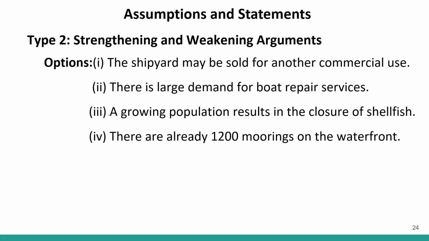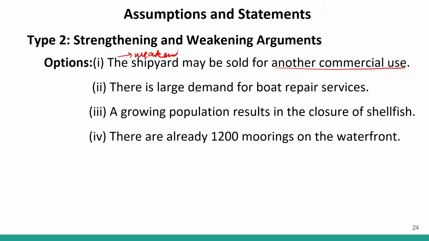these arguments. First one says the shipyard may be sold for another commercial use. So if the shipyard is sold for another commercial use, then what was the use of stopping it? If you are stopping a certain thing, that means you don't want it to happen. You don't want the shipyard to be converted into a marina and boat center. But after stopping it, it is being sold for another commercial use. That is against the purpose of the moratorium. So this is an argument which will weaken the above statement. Okay, it will weaken the above statement.